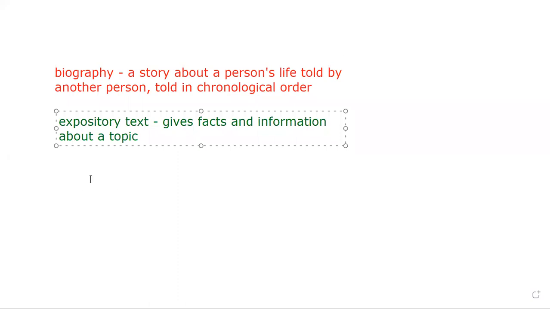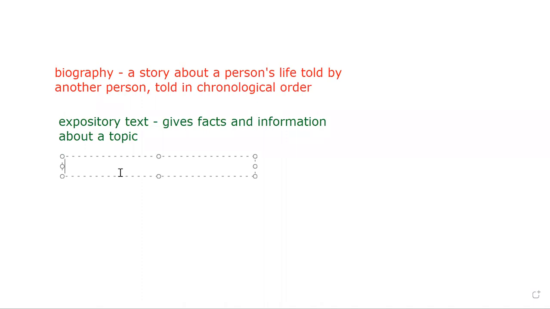All right, now, expository text is like what we see in our science textbook, what we see in our social studies textbook. This is expository text. Okay, next we have historical fiction, because I can't spell this morning. All right, so historical fiction.